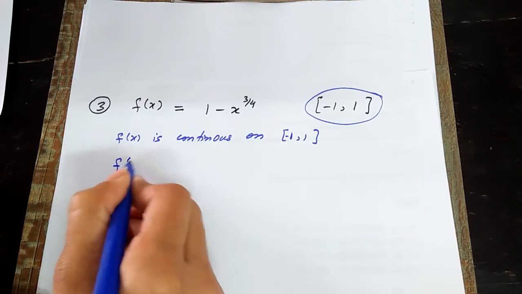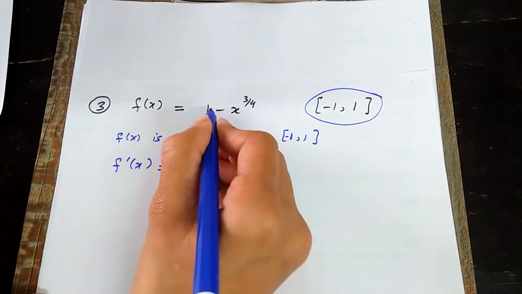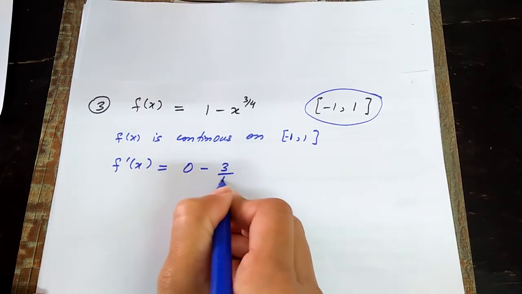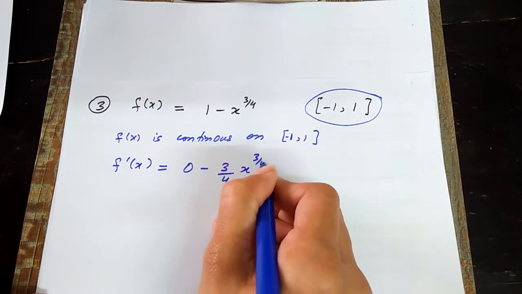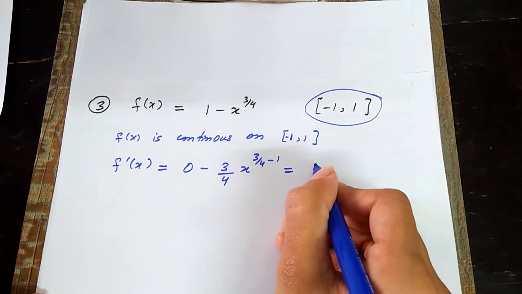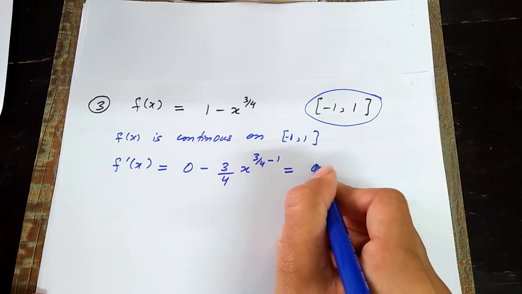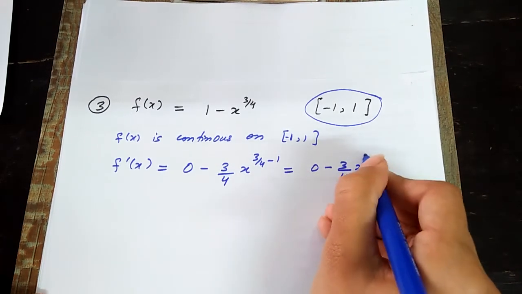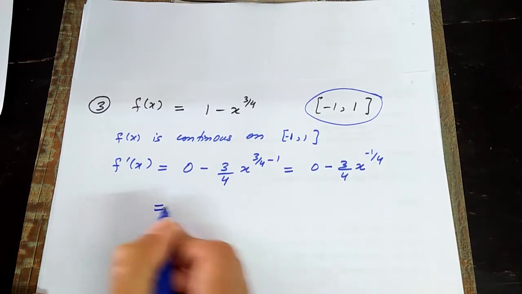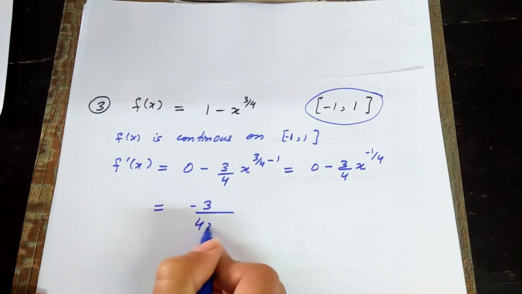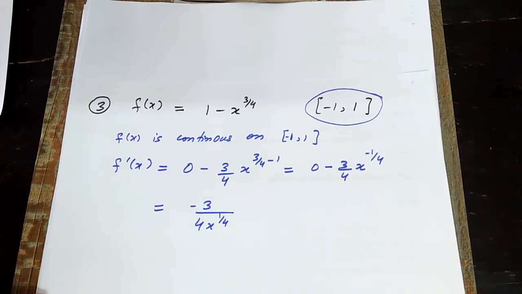Now take the derivative f dash of x. The constant derivative is 0. Then power rule, power down and power minus 1. You will get here 0 minus 3 by 4 x raised to power minus 1 by 4. That is equal to minus 3 over 4 x raised to power 1 by 4 in the denominator.